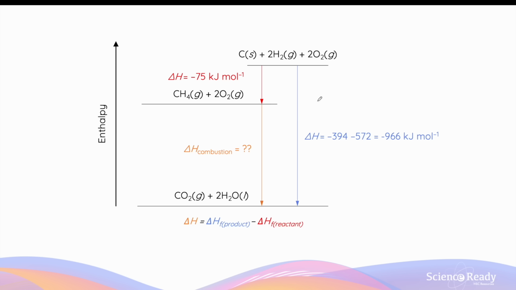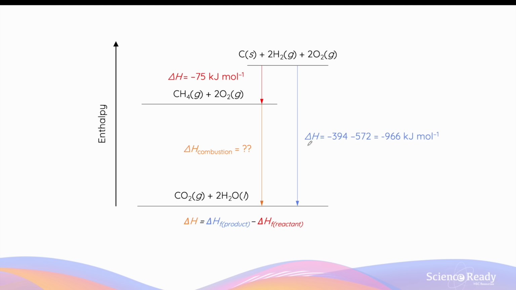The detailed steps of breaking down the reactants and forming the bonds in the products can be summarized by this energy or enthalpy change diagram. The red arrow represents the formation of methane from its constituent elements, carbon and hydrogen. And we said that the enthalpy of formation of methane is minus 75 kilojoules per mole.